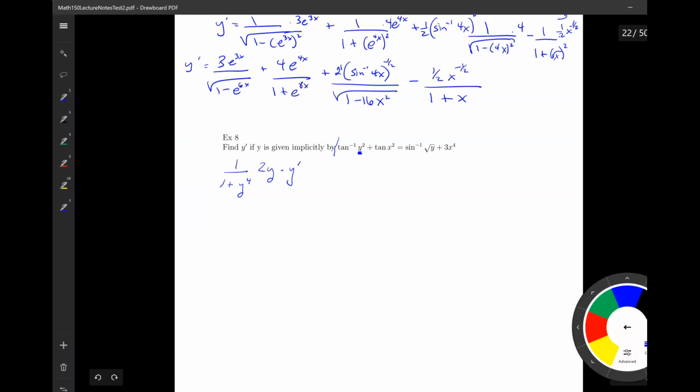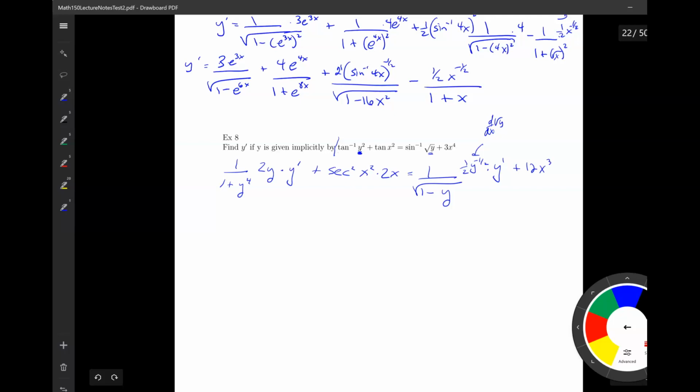y prime. Plus, so moving on to the tangent, which gives me secant squared of x squared times the derivative of the angle, which is 2x, equals square root 1 minus this squared, which gives me y. Now I'm going to take the derivative, right? Don't forget, I need to take the derivative of root y here. So that gives me 1/2 y to the negative 1/2 times y prime.